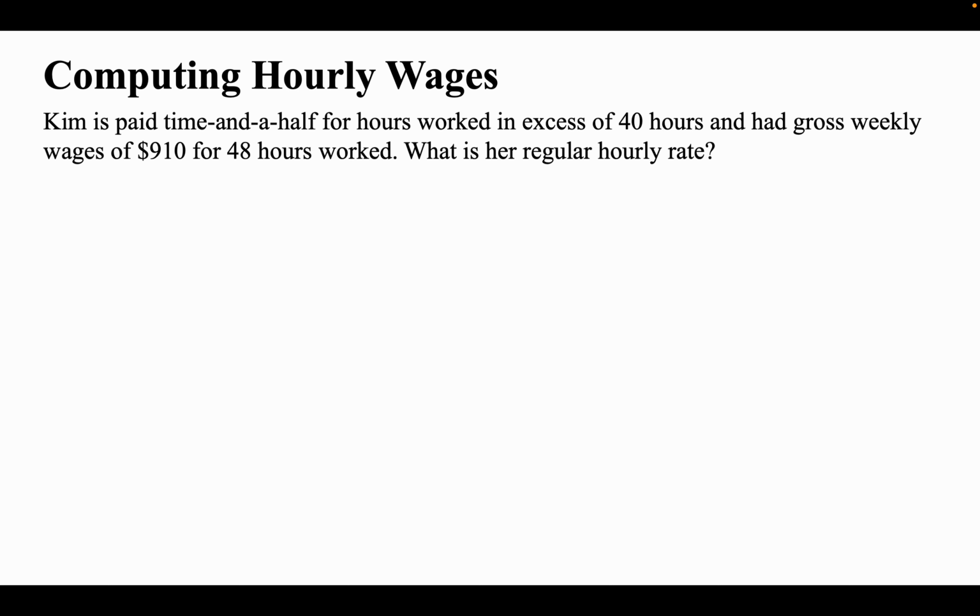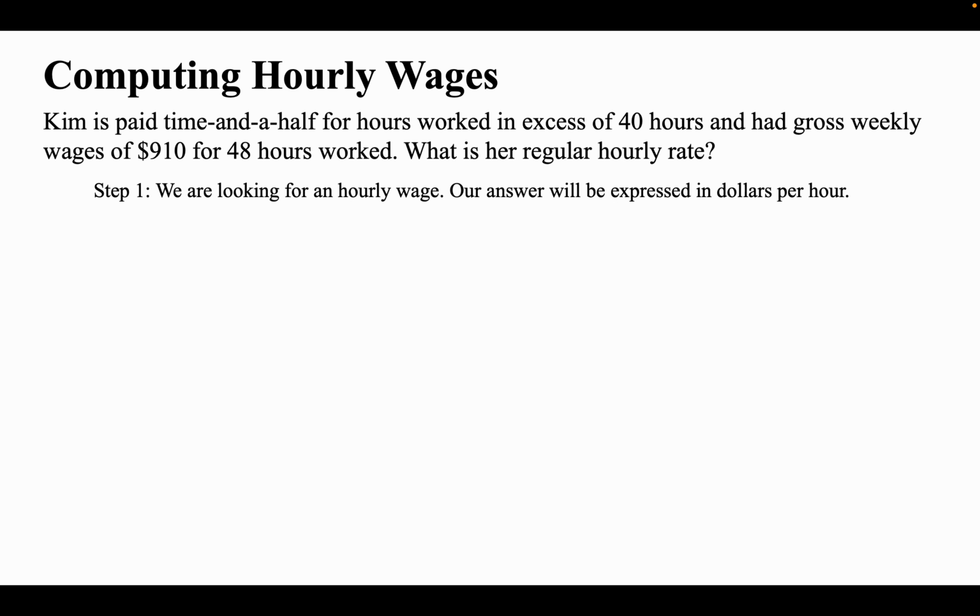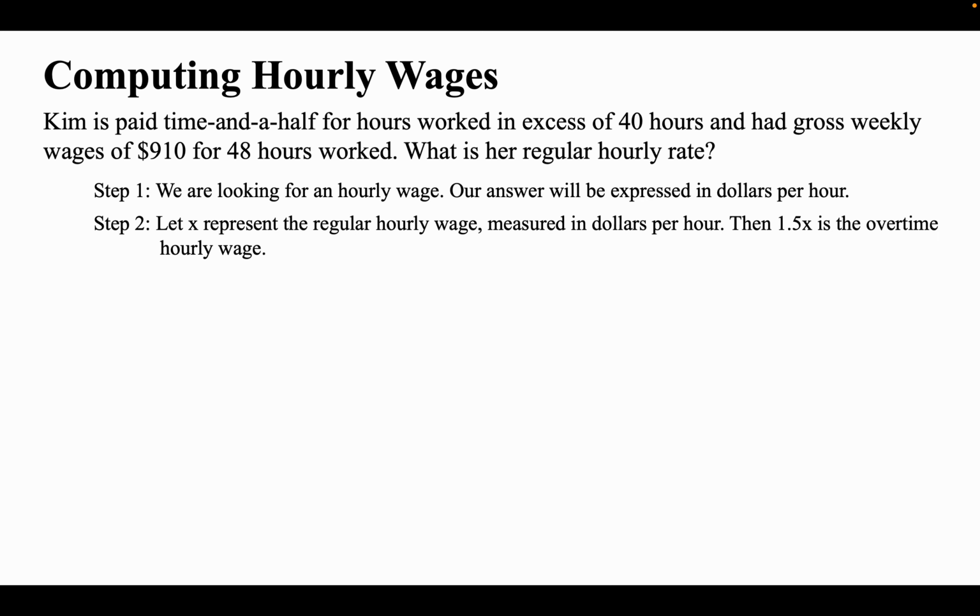The first 40 hours, she got paid the regular rate. For those extra 8 hours, she got paid time and a half, which means 1.5 times the regular rate. So, step one, we're looking for the hourly wage, like how much is she making per hour. Step two, since we don't know the regular pay, we're going to let X represent the regular hourly wage.